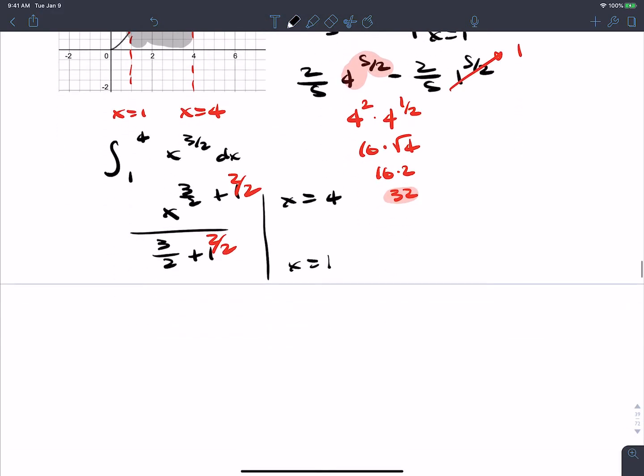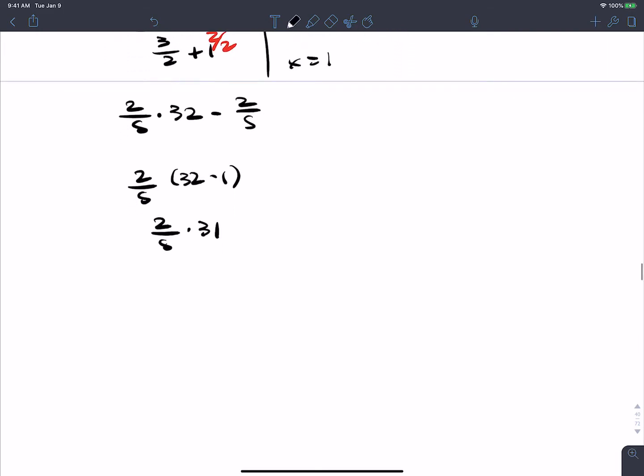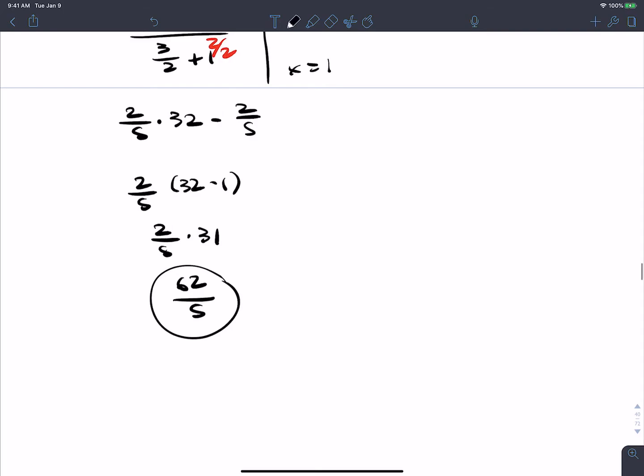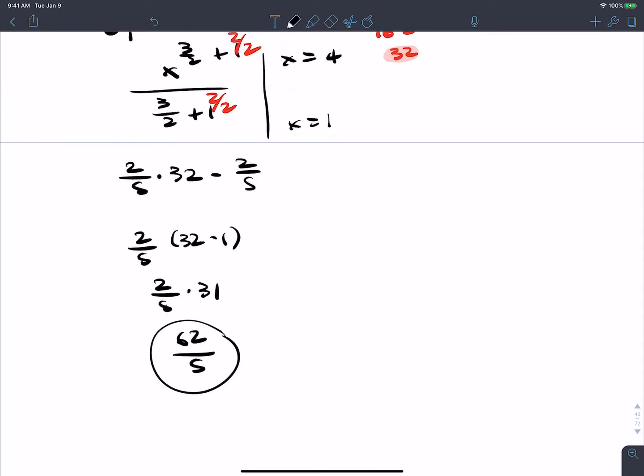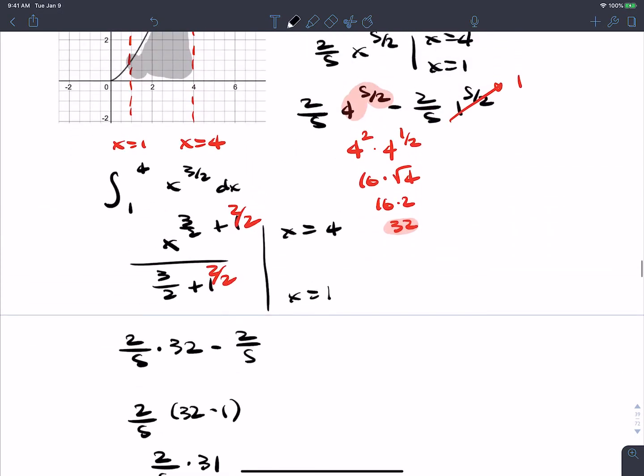So let's write this down. 2/5 times 32 minus 2/5. And what you can now do is factor and say I got 2/5 times 32 minus 1, or simply 2/5 times 31. And what's 2 times 31? This is 62/5. So these are the little details that you guys want to go through in terms of the arithmetic. So that's the area under this curve here. This is 62/5.